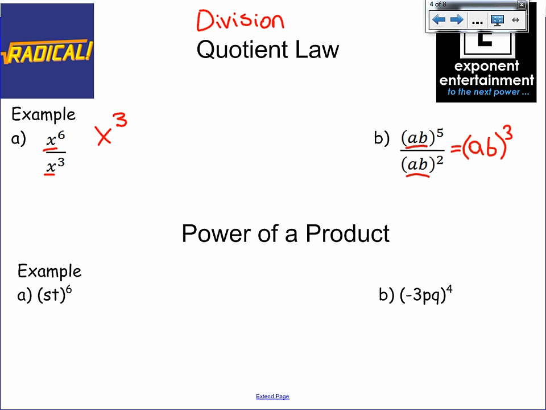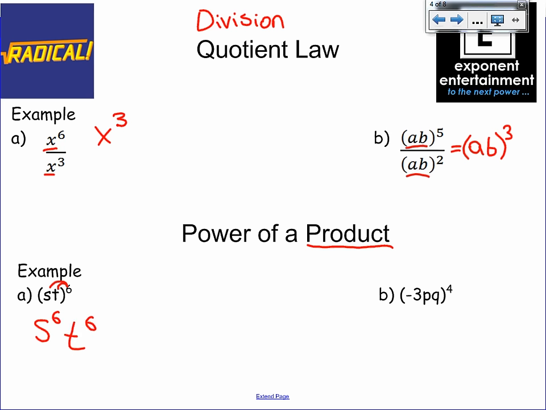Law 4, the power of a product law. A product means multiply, so this is about the power when you have a product as the base. We look at A, and we see that we have ST as the base, and it's to the power of 6. Our power of a product law says that the 6 can come into the brackets to both things because they're multiplied. And it becomes S to the power of 6, T to the power of 6.